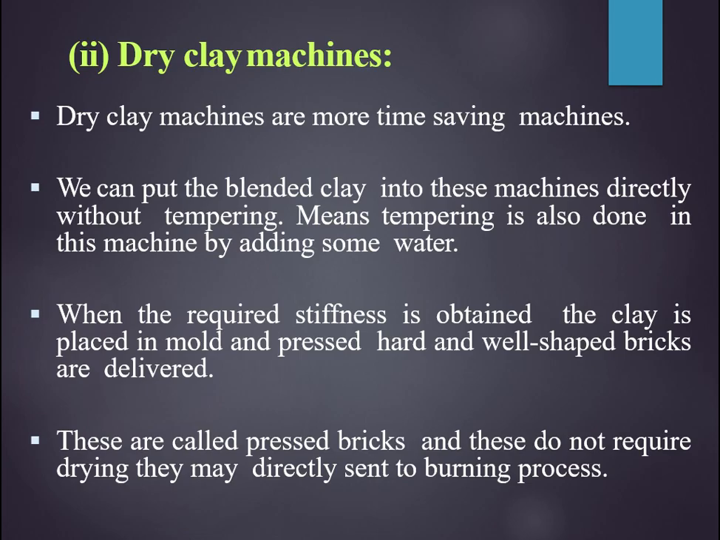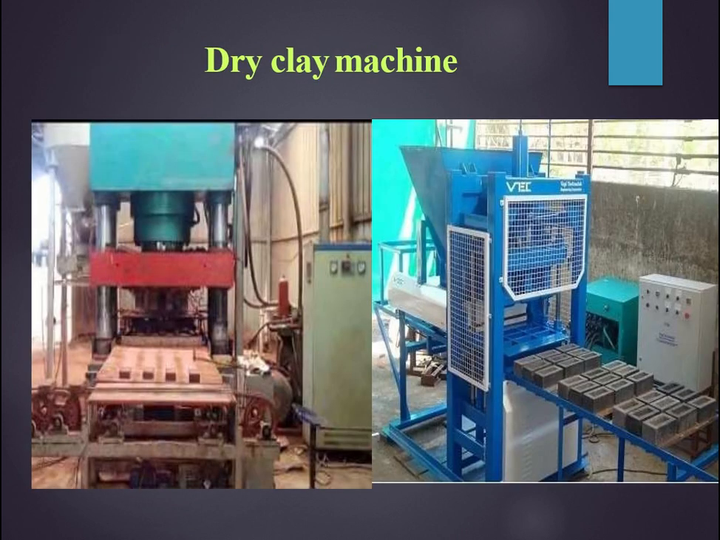Next we have the dry press method. The moist or powdered clay is fed into the mold on a mechanically operated press where it is subjected to very high pressure, and the clay in the mold takes the shape of a brick. Here we can directly put the blended clay, meaning we can stop the operation at the blending step itself. You need not go for the tempering step. So directly that blended clay will be poured into the machine, and then you can pour water here, so no tempering operation is required; tempering will be done in such a machine.